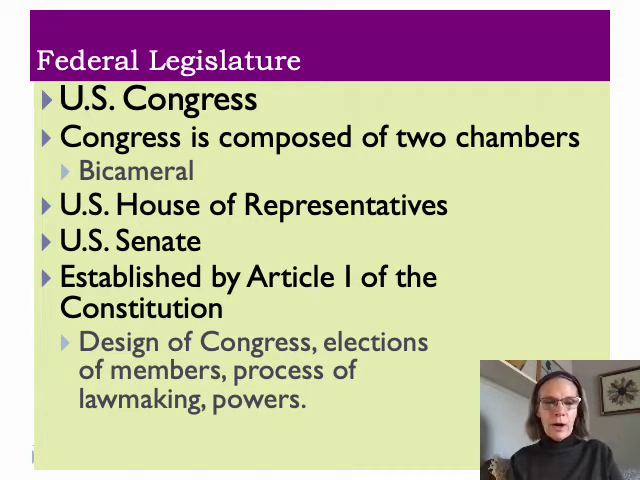But in summary, Article 1 tells us how Congress is going to be designed. That is, that there's going to be two chambers. It tells us about the elections of the members and the qualifications for the members of Congress. It also talks about the process of lawmaking, and in Article 1, Section 8, it tells us what the powers of the federal Congress are. So make sure you take a look at that as we move forward throughout the course of this topic.